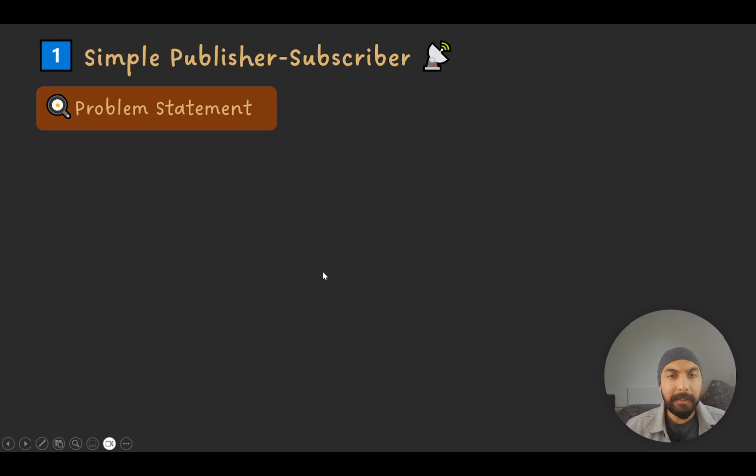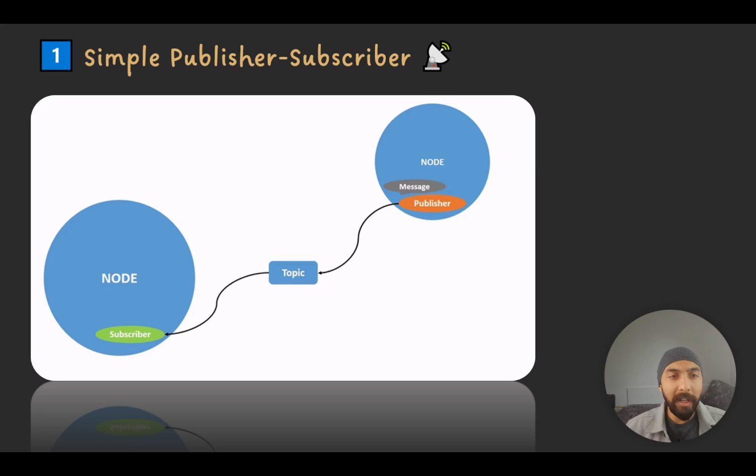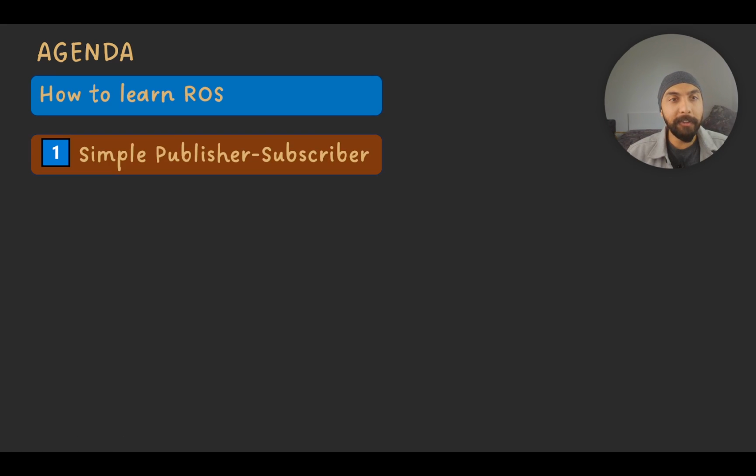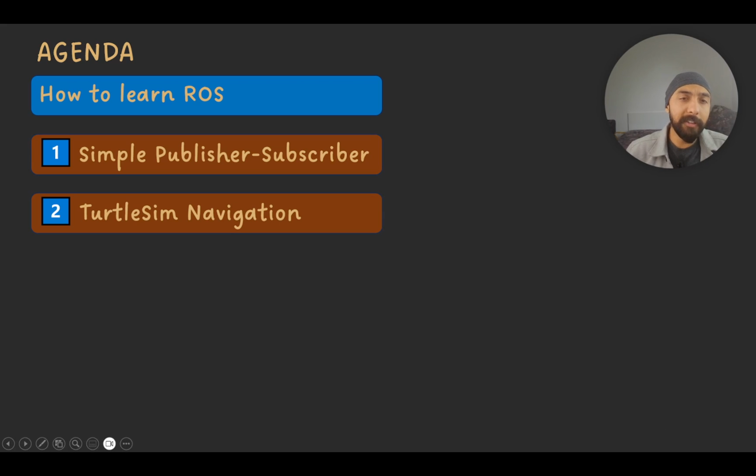So this is project number 1, and this is the overall idea. You have nodes, and then you have a topic. A publisher node publishes a message to a topic, and then a subscriber subscribes to this topic and receives the message. So that is it. This is this simple idea. And now let's move on to the next project, which is Turtle Sim Navigation.